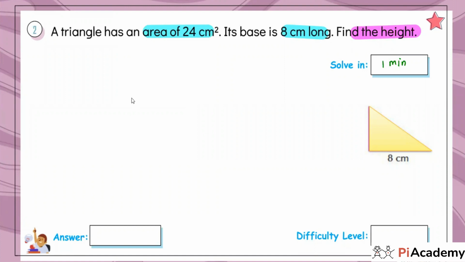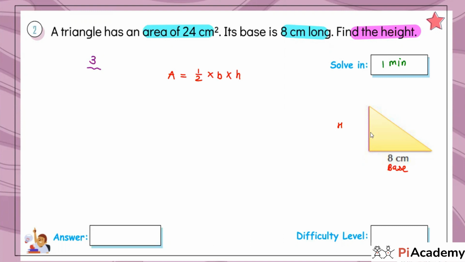So would the answer be 3? Okay, Mansi is saying 3. Thank you for your answer. Let's check, okay? And let's do it together. Here we have the formula for area, and it's about a triangle. So we have half base into height. We all know this. And from this given figure, you can see this is the base, right? And this is the height.